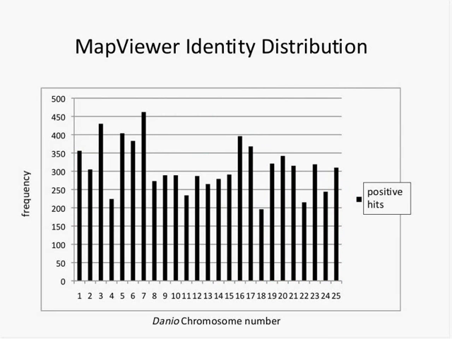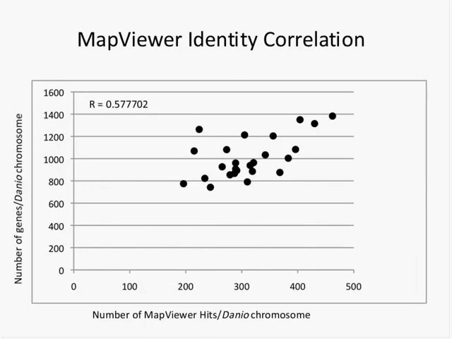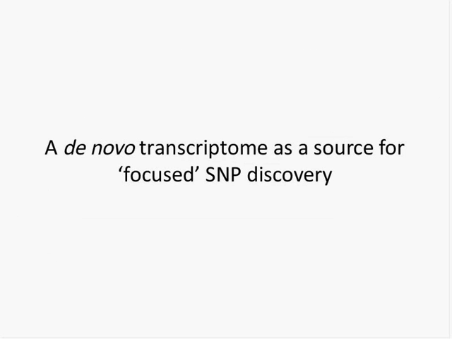And you can see that it's not an even number, but what we did find is that we get a fairly nice correlation between the number of map viewer hits that we were able to find per Danio chromosome from our Astyanax assembly and the number of genes that are present on each chromosome. And so we feel that this is another nice proof of concept piece of information that helps to really provide support for the quality of the transcriptome.